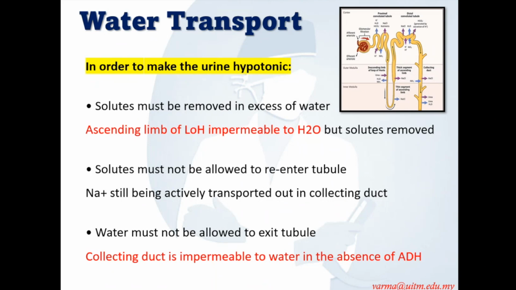In order to make the urine hypotonic, you want to produce a diluted urine. You want to remove more water. Solute must be removed in excess of water initially, where in the ascending limb of the loop of Henle, the water is impermeable. So more solute is being reabsorbed here, and tubular lumen water is maintained. Solute must be reabsorbed in excess of water from the tubular lumen. When I mention removed here, I mean removed from the tubular lumen. So in this part more solutes are being reabsorbed, and water must stay inside so it can go to the urine and get excreted.